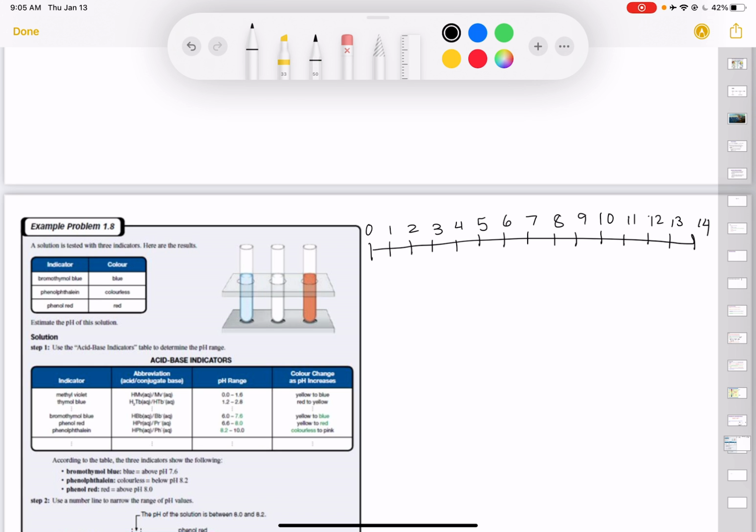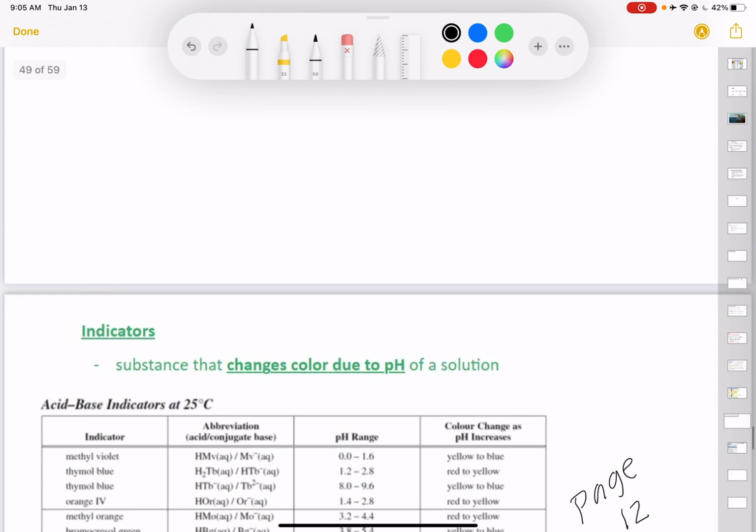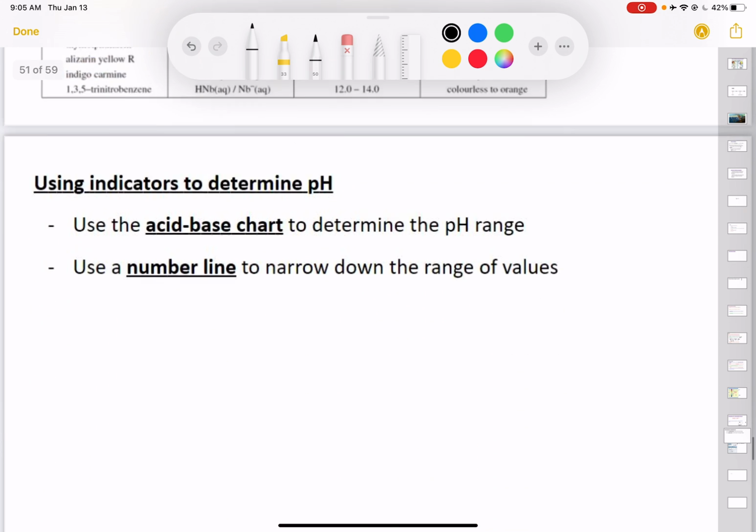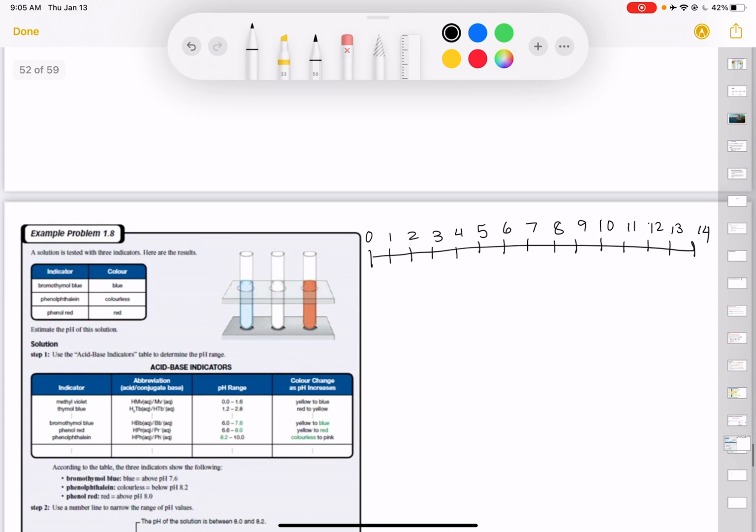All right, so our bromothymol blue is between 6 and 7.6. Because it's called bromothymol blue, I'm going to use blue. So 6 to 7.6, it's right in this range. Maybe I'm going to write that in there. 6 to 7.6, okay, that's bromothymol blue. Let's look at the next one.